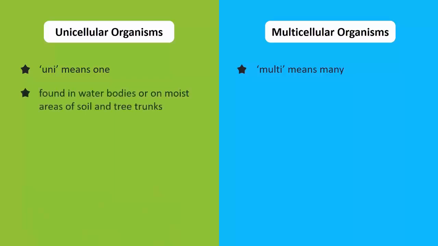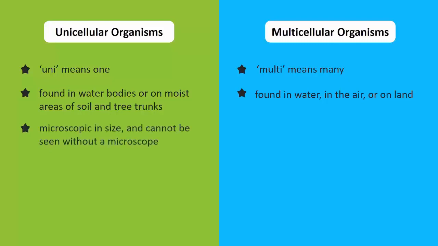Unicellular organisms are usually found in water bodies such as ponds, lakes, rivers, sea, or on moist areas of soil and tree trunks. Multicellular organisms are found in water, such as fish, in the air, such as an eagle, or on land, such as lions, or maybe a tree. Most unicellular organisms are microscopic in size, which means they can only be seen with the help of a microscope. Whereas, most multicellular organisms are big enough to be seen.